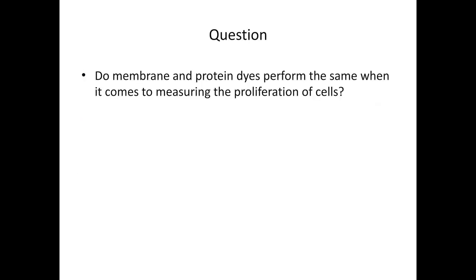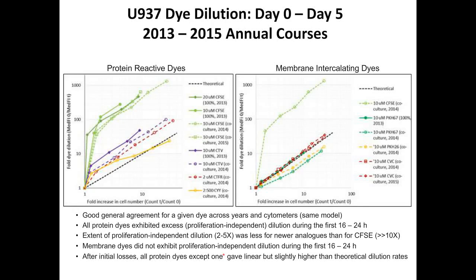So a question comes up in all of this: do membrane and protein dyes perform the same when it comes to measuring the proliferation of cells? For this, we've done a number of experiments, but really used the NovaCyte here to begin to ask questions about the differences between the protein dyes and the membrane dyes. In this figure, on the left-hand side, we have protein-reactive dyes. On the right-hand side, we have membrane dyes. And we're basically just looking at that same plot that I described earlier.